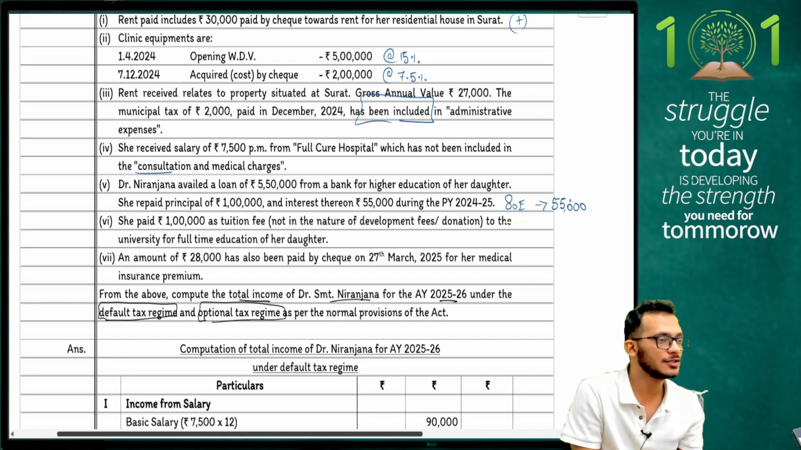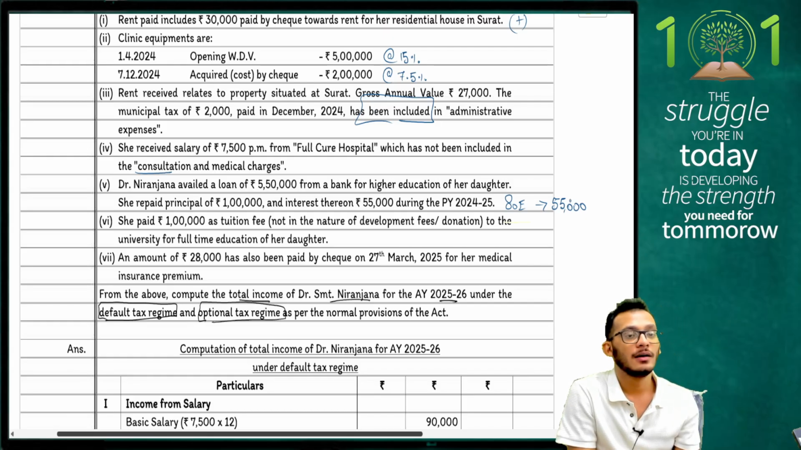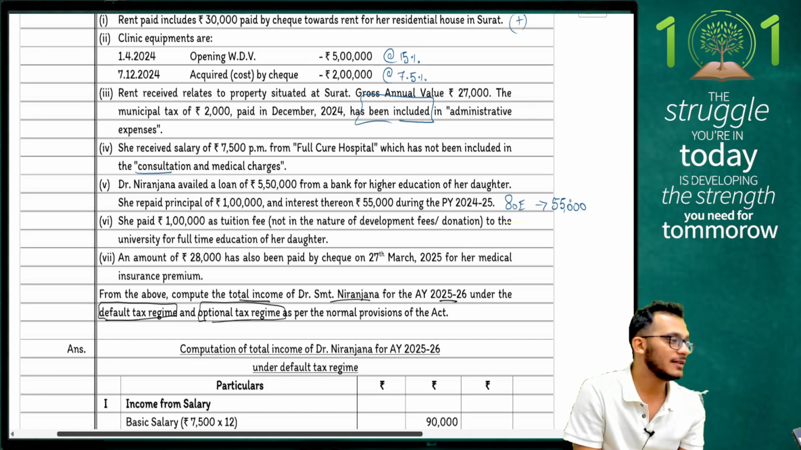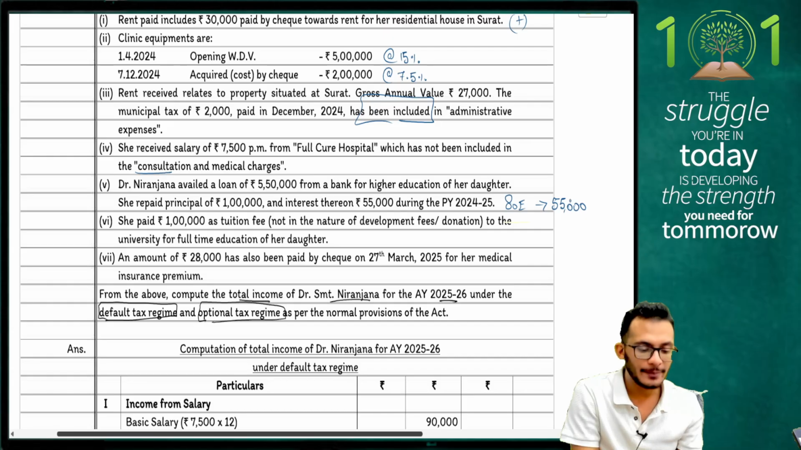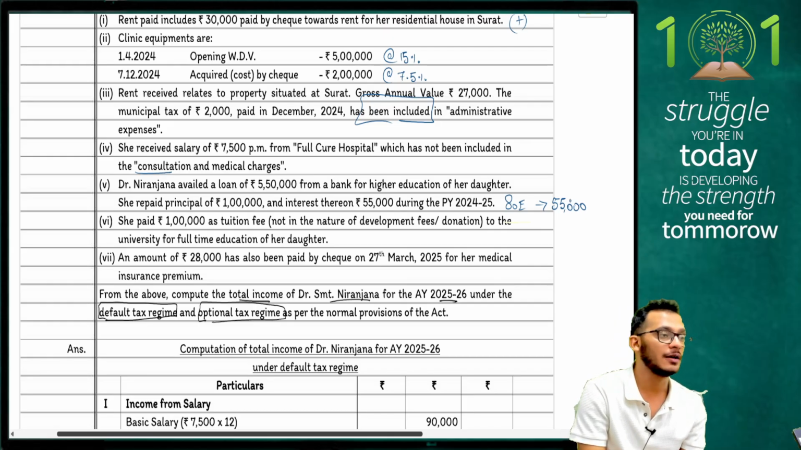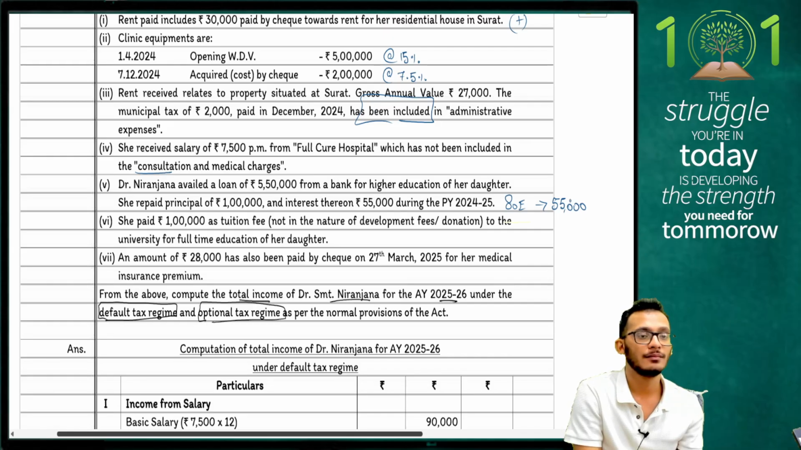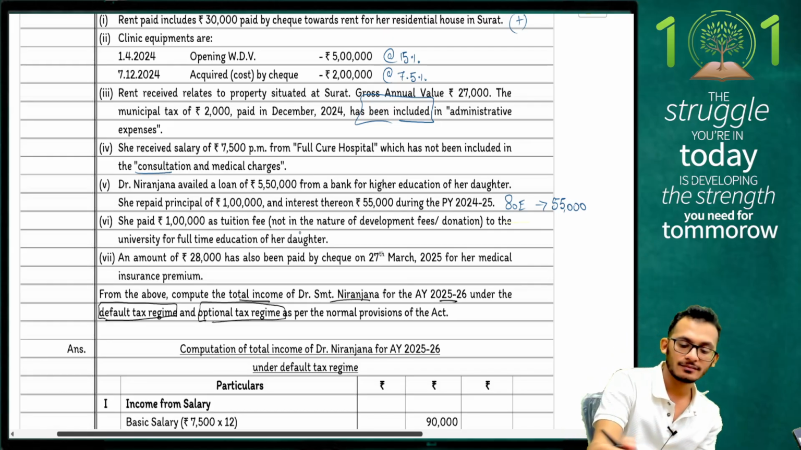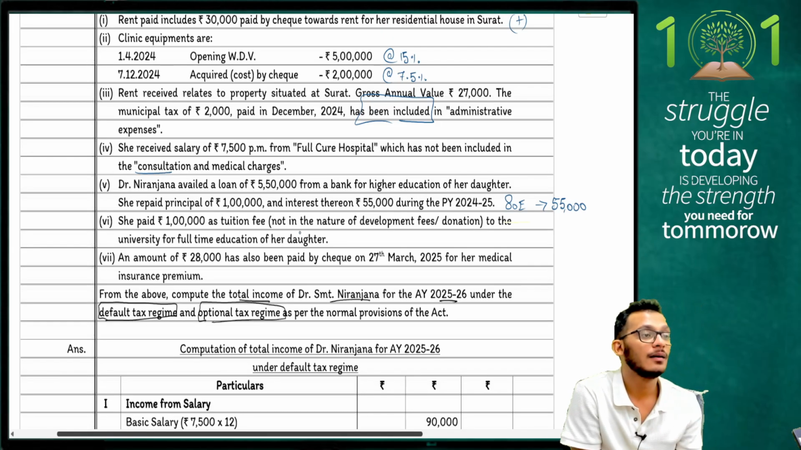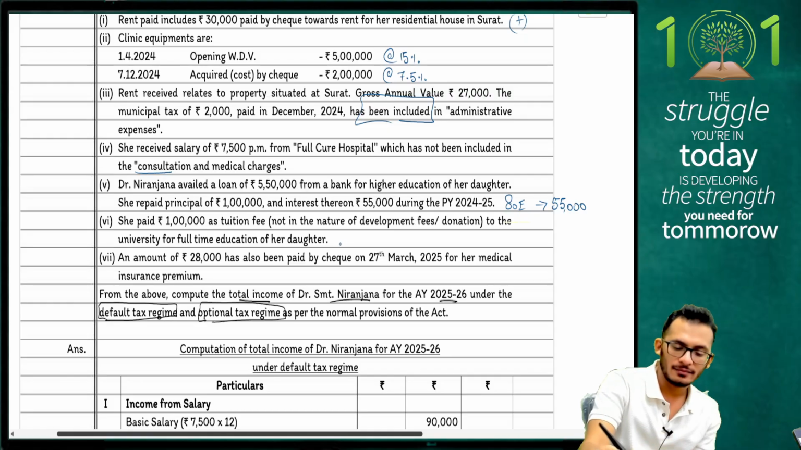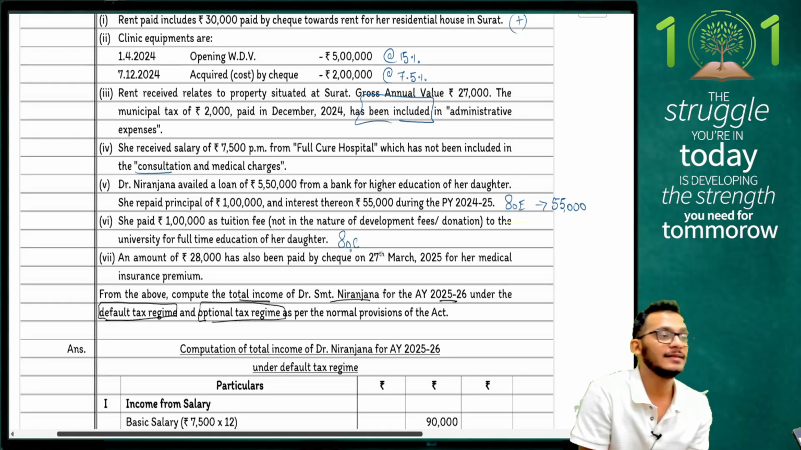If it was a normal educational loan, I would not have claimed principal or interest. I would have claimed the tuition fees under 80C. She has paid 1 lakh rupees as tuition fees, not in the nature of development fees or donation, to a university for full-time education of her daughter. 80C. How is it 80C? What has she done? Very good. This is 80C, tuition fees.